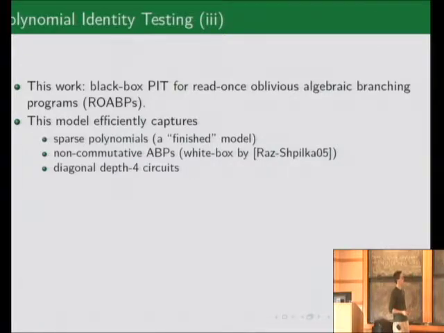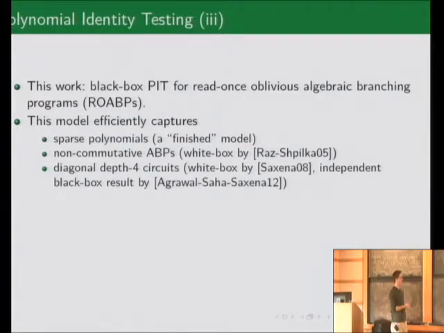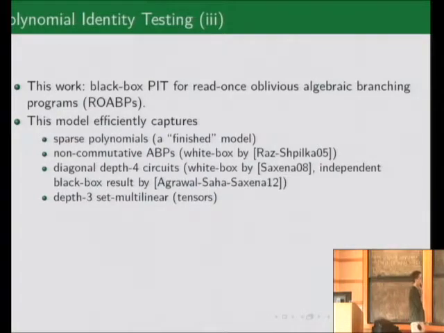There's also this diagonal depth 4 circuit model, which was defined by Saxena, and he gave a white box algorithm basically by reducing to the Raz-Shpilka algorithm. Because of this connection, we can also show that diagonal depth 4 circuits are captured by this ROABP model. There are also some independent black box results by Agrawal, Saha, Saxena earlier this year, showing bounded depth pure formulas or something.